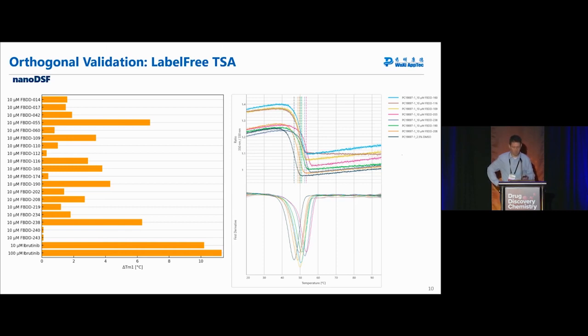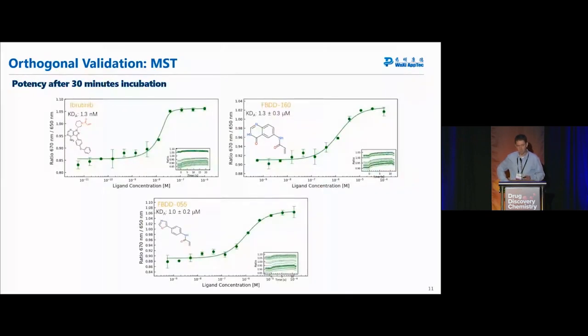So that was a really very, very nice readout. And in order to get an idea about the potency of our covalent fragments, we have established an MST experiment with ibrutinib, which gave us a KD of about 1 nanomolar. And then we measured the compounds after a relatively short incubation time of 30 minutes.